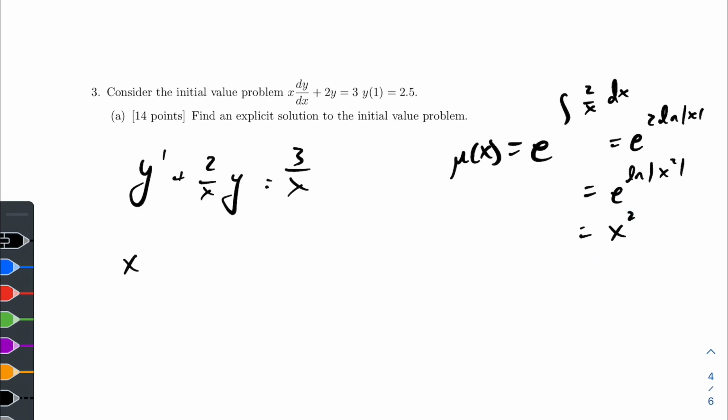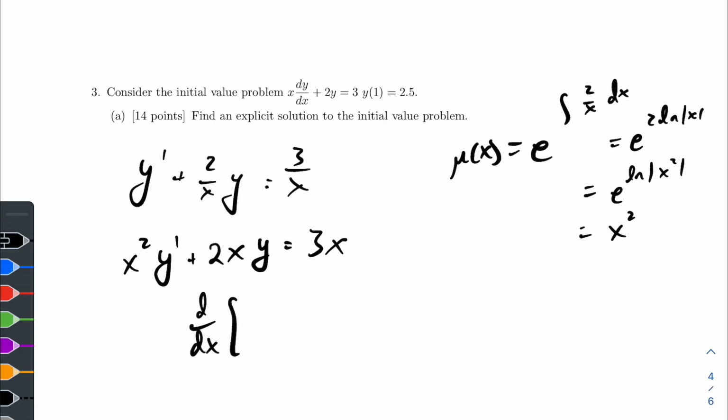Multiply both sides by my integrating factor. I get x squared y prime plus 2x squared over x, which is just 2x times y, and then is equal to 3 over x times x squared, which simplifies to 3x. The left-hand side should hopefully be equal to the derivative of x squared y, and we should always check this. So if I do a product rule on x squared y, I get 2x y plus x squared times y prime. So it does look like we're reversing the product rule correctly.